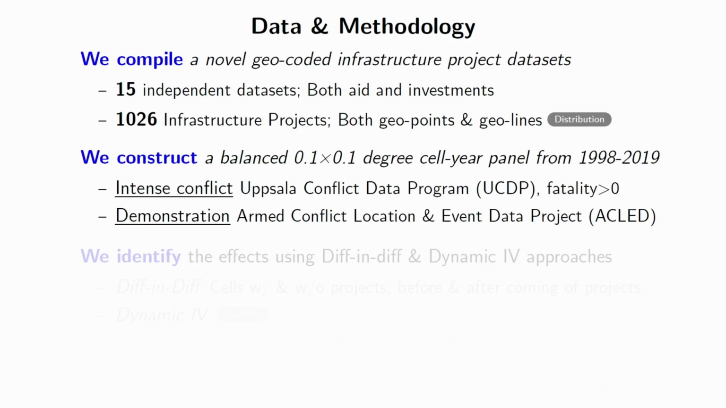Our basic analysis units are roughly 10 kilometer by 10 kilometer grid cells spanning the entire African continent and lasting for 2 decades. We used 2 measures of conflict: deadly intense conflict, which uses the UCDP, and demonstrations, which includes riots and protests from ACLED.